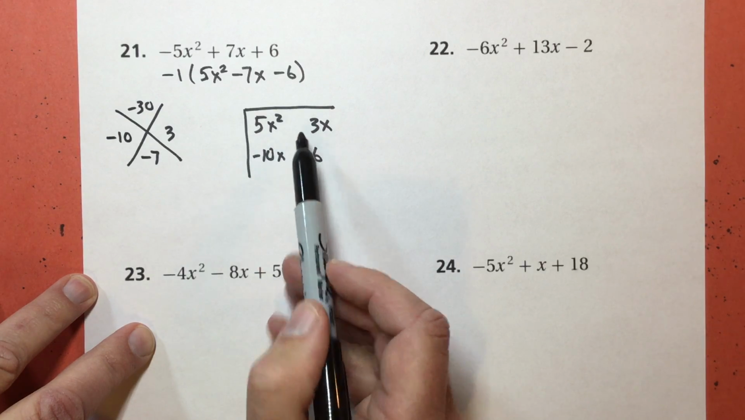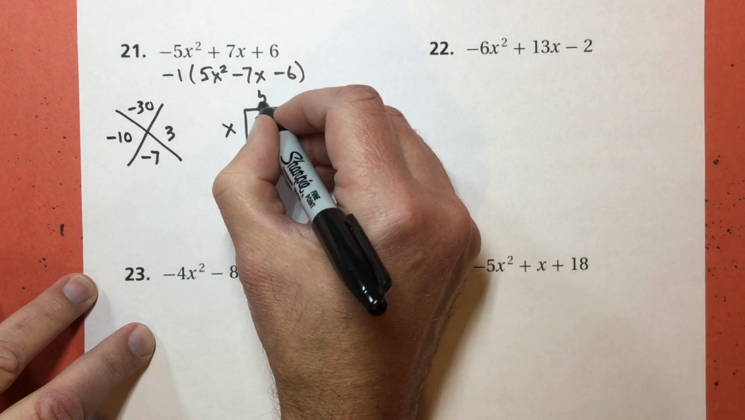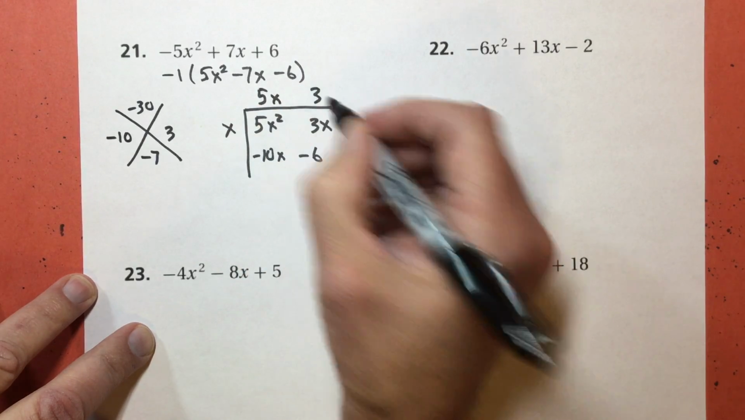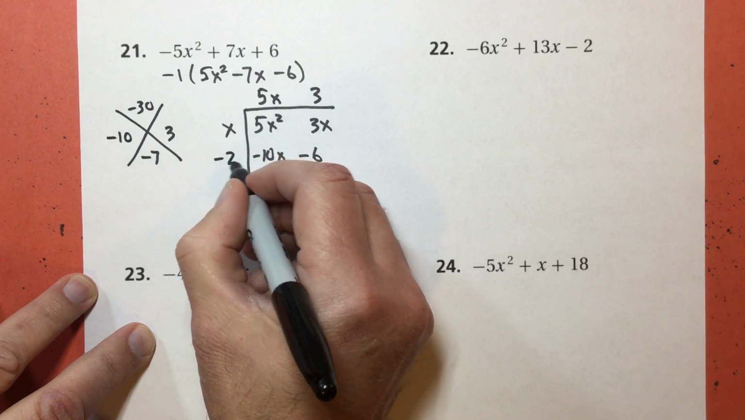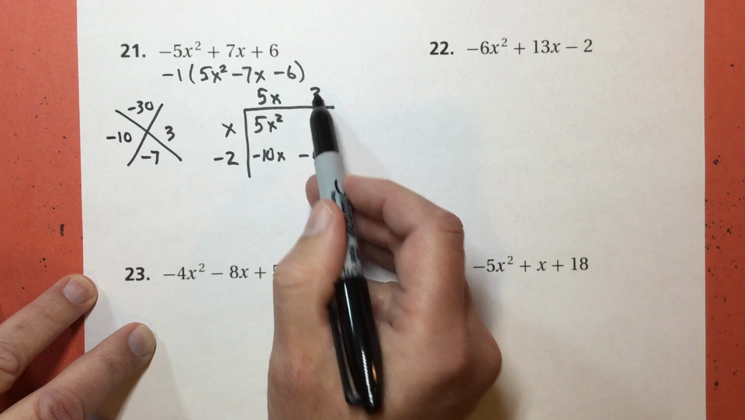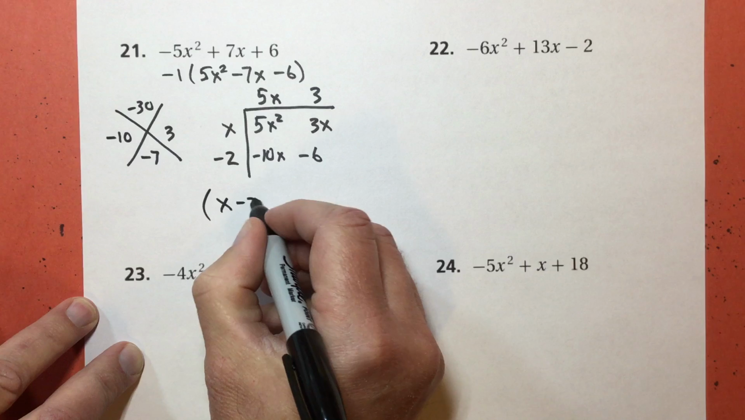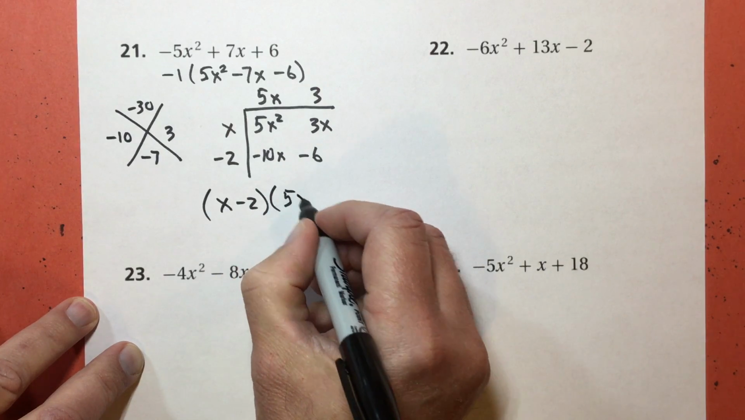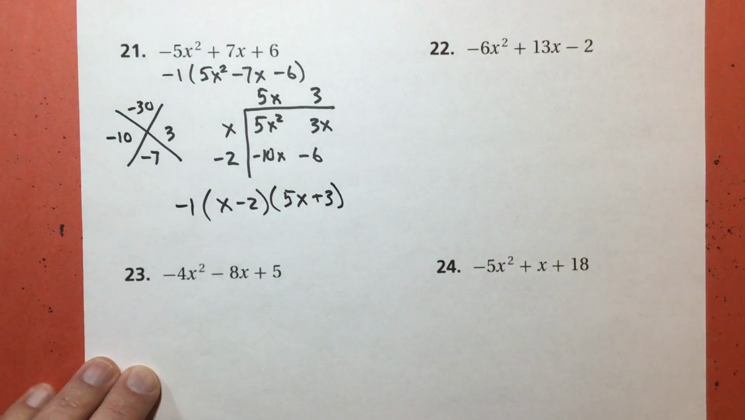These two have only x as a common factor. That leaves 5x in the other, and that leaves 3. These two have a common factor of negative 2. Negative 2 times 5x is negative 10x, and negative 2 times 3 is negative 6. So my factored form is x subtract 2 times 5x plus 3, and don't forget the negative.